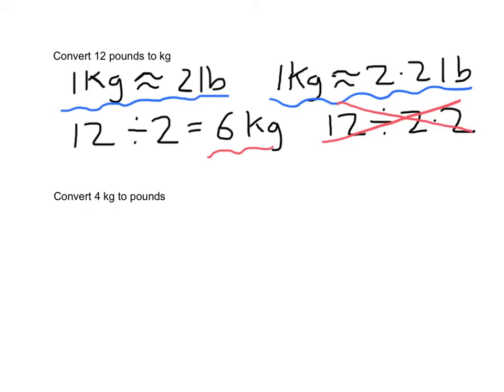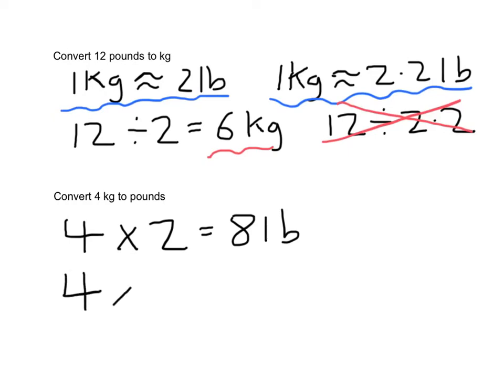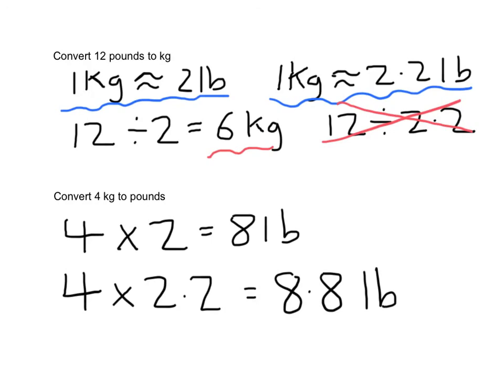For the next question, it says convert 4 kilograms to pounds. Now, in this case, I could multiply 4 by 2, because I know that 1 kilogram is more or less 2 pounds. So that would give me 4 kilograms is more or less the same as 8 pounds. But because the numbers are easier here, I could, if I wanted to, quite easily just do 4 multiplied by 2.2, and that would give me a better answer, a more accurate answer. That would give me 8.8 pounds as my answer.